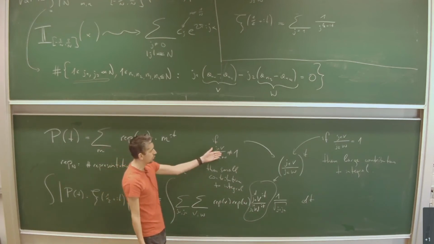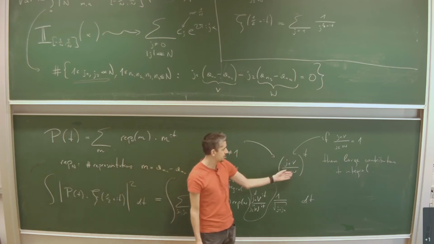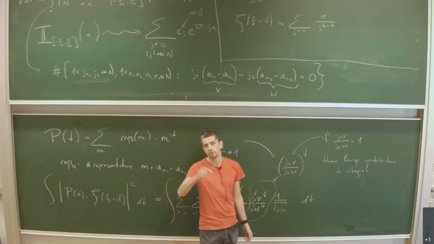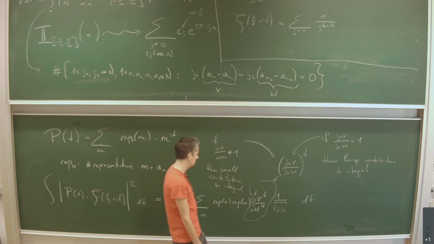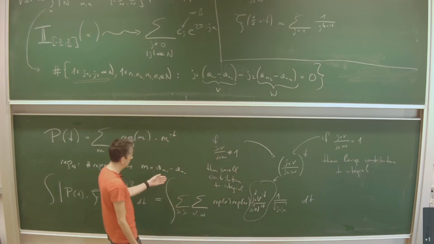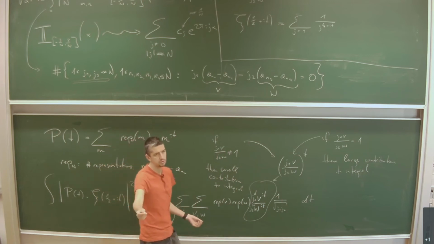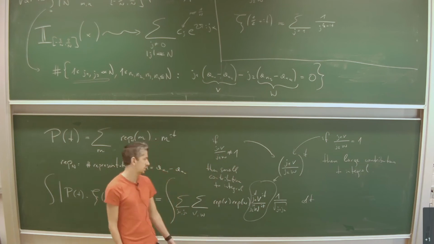Because if this is not 1, then this is an oscillating function, so it's something different from 1 to the it, so that's an exponential function which is oscillating. If we can control the size of this oscillation, then we can know that if the integration range is long enough, then these oscillations help us to control the size of the contribution to the integral, and this will be small.